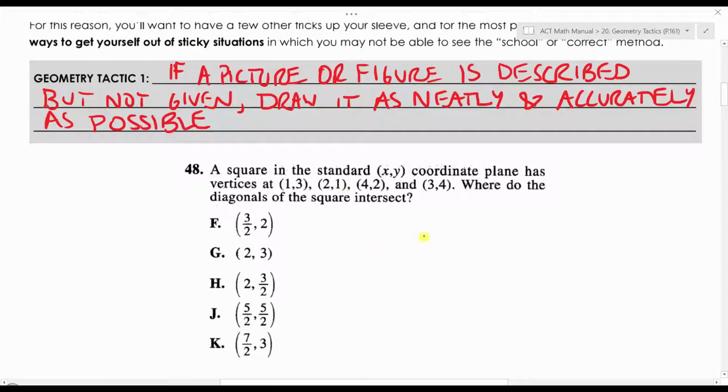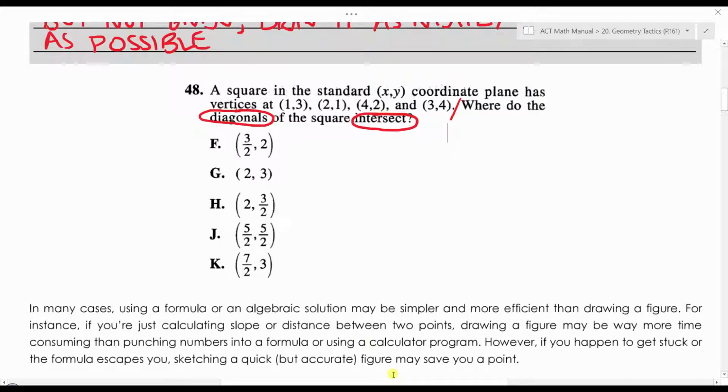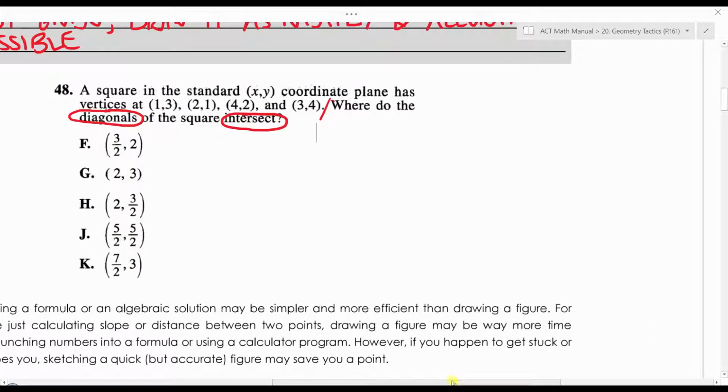So let's take a look at number 48. A square, you can do this along with me. A square in the standard XY coordinate plane has vertices at these 4 vertices. Where do the diagonals of the square intersect? So they're asking us the point of intersection for the diagonals, so we're going to circle that. So there is obviously a mathematical or algebraic or geometric way to do this question. In other words, there is a correct way to do this question. The way that we're going to do it, though, is we're just going to sketch this figure.